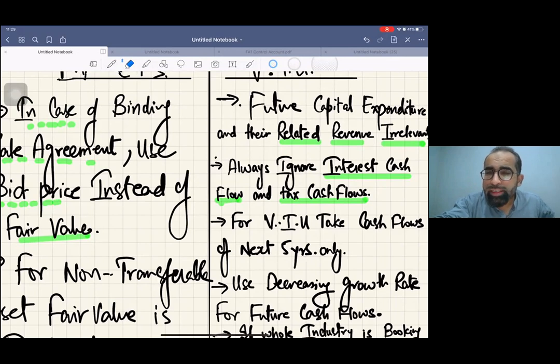Number two, why does the standard say the tax cash flows also need to be ignored? Because the interest rate which we use for discounting is the before-tax interest rate. The discount rate is before tax. That's why in cash flows, we also don't include the tax cash flows, to make the comparison like with like. This is the logic.